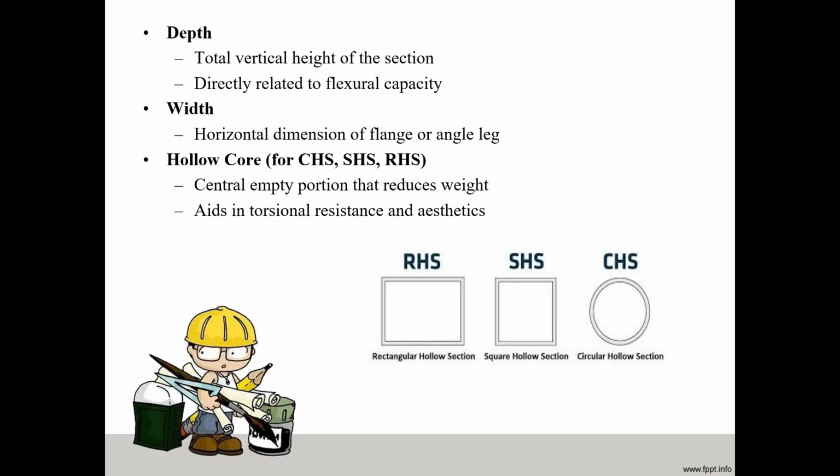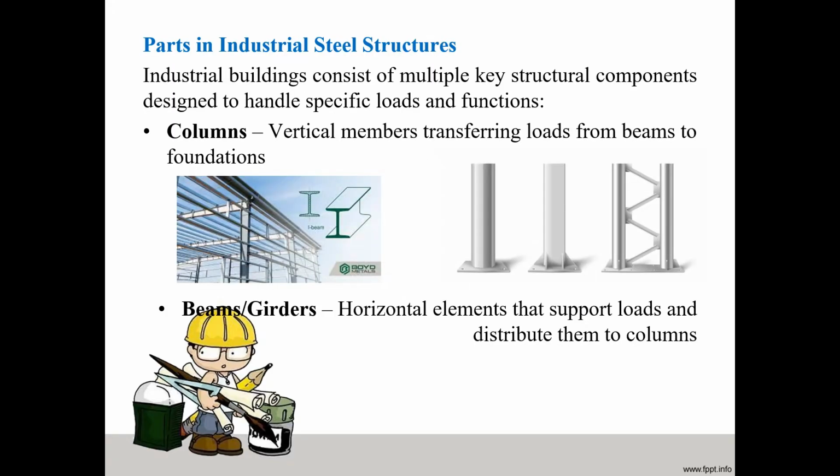Because it is a hollow section, the center of the portion is hollow and empty, therefore it may reduce the weight and aid translational resistance. Then about the parts in an industrial steel structure. An industrial structure consists of multiple key structural components that are designed to handle specific loads and functions, based upon the condition.